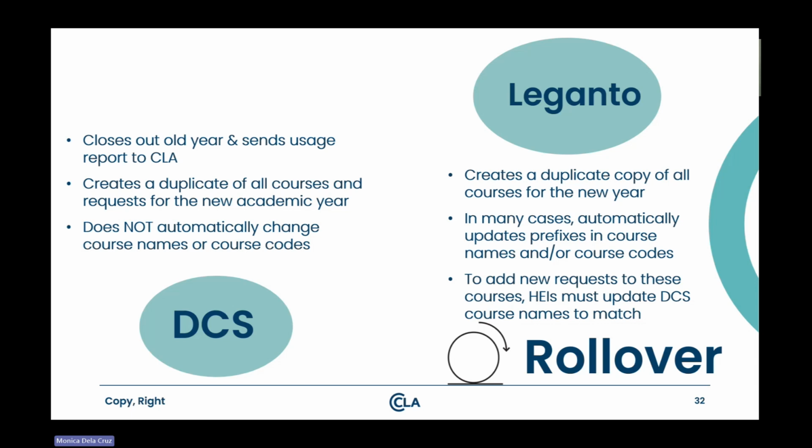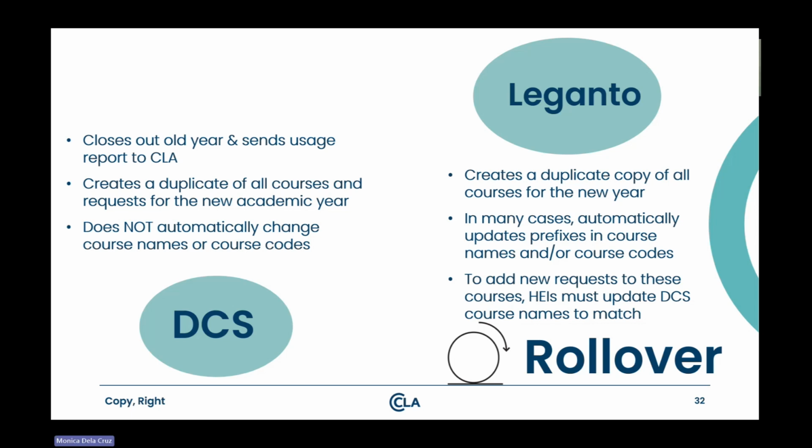The DCS does not automatically change course names or course codes after you roll over. The course codes in the DCS remain as they were. And if your course code is updated, for example, course code 2024 to course code 2025 or 2026 in your reading list, you'll need to update it yourself in the DCS. And you can do this as a bulk process.